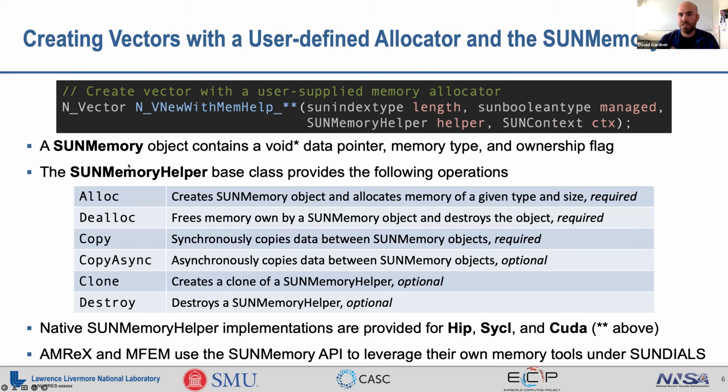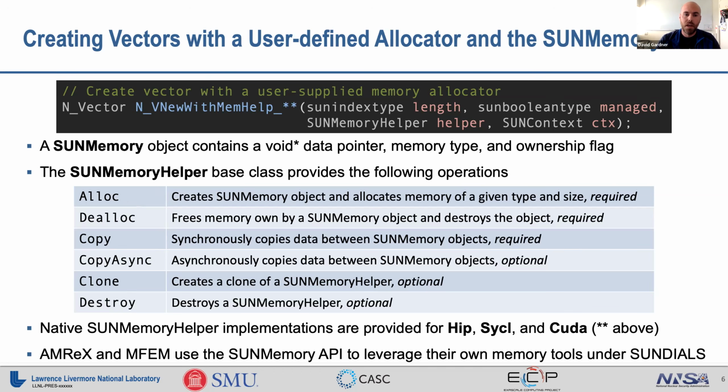So what is a SUNMemory? Well, a SUNMemory is just a structure that holds a void star data pointer, the type of the memory that it's in, and then an ownership flag for that pointer. And then the SUNMemoryHelper class provides the operations that we typically need for acting on a SUNMemory type. For example, there are functions to either allocate or deallocate memory of a given type and size. There are copy functions, either synchronous or asynchronous, to move data between different memory spaces. And then there's clone and destroy operations to either create duplicates of the helper or to free them when we're done with them.